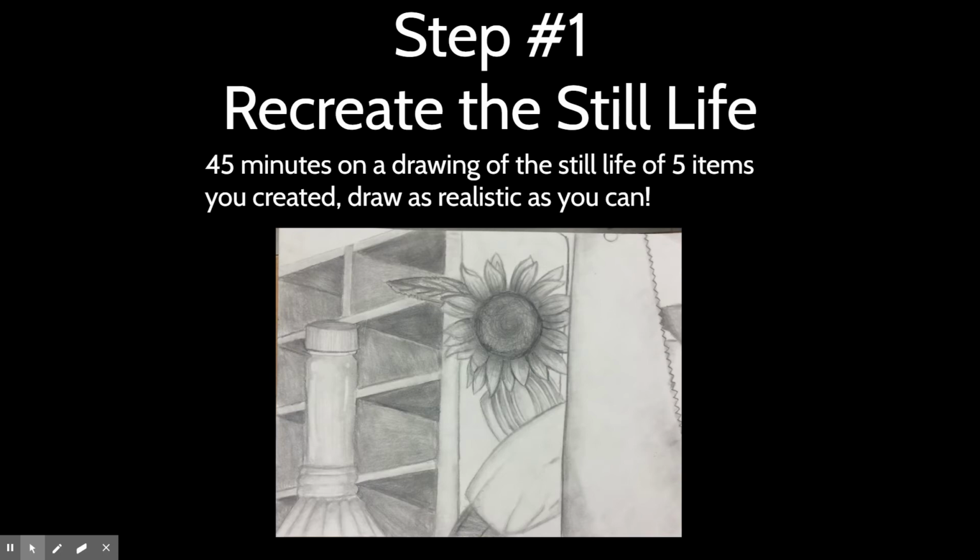So for the project, for step one, I want you to take 45 minutes and create a still life using 5 objects from your house, from your room, wherever you are. Compose those 5 objects in an interesting way if you can, and go ahead and take 45 minutes to draw it as realistic as possible. This is going to be our realism attempt.